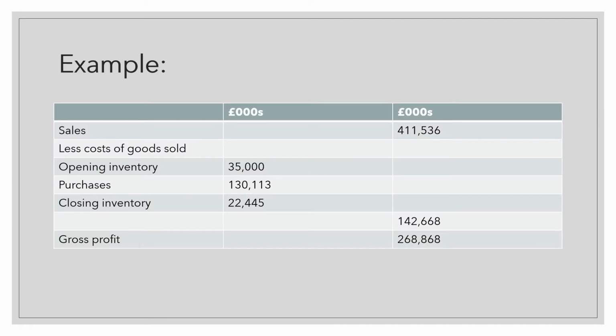For example, here are the sales of a business. Now, to work out the cost of goods sold, we would do the opening inventory plus the purchases minus the closing inventory. That's going to give us the cost of goods sold value. To work out the gross profit, you do sales revenue minus the cost of goods sold, and that's going to give us the gross profit.